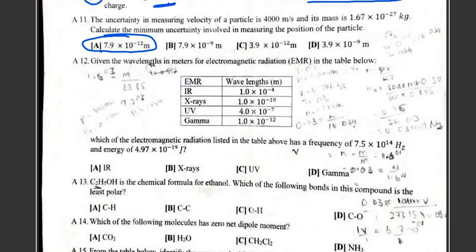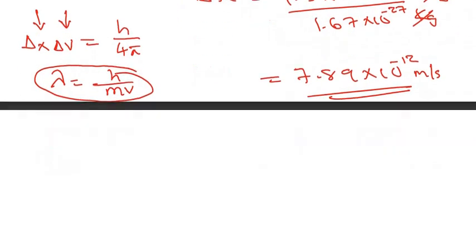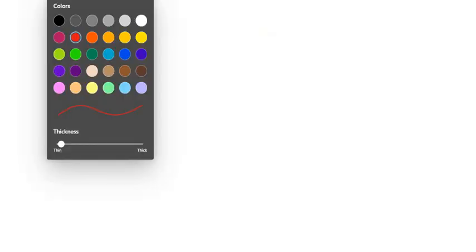Then we're going to A12. They're saying, given the wavelength in meters for the electromagnetic radiation in the table below, which of the electromagnetic radiation listed in the table above has a frequency of that and the energy of that? So we're simply going to use the information given. So the frequency has been given. This is your frequency. Your energy is this guy here. These are wavelengths in meters. So we're just going to work backwards. Don't be overthinking this. This is atomic structure. They're just playing with your formulas.